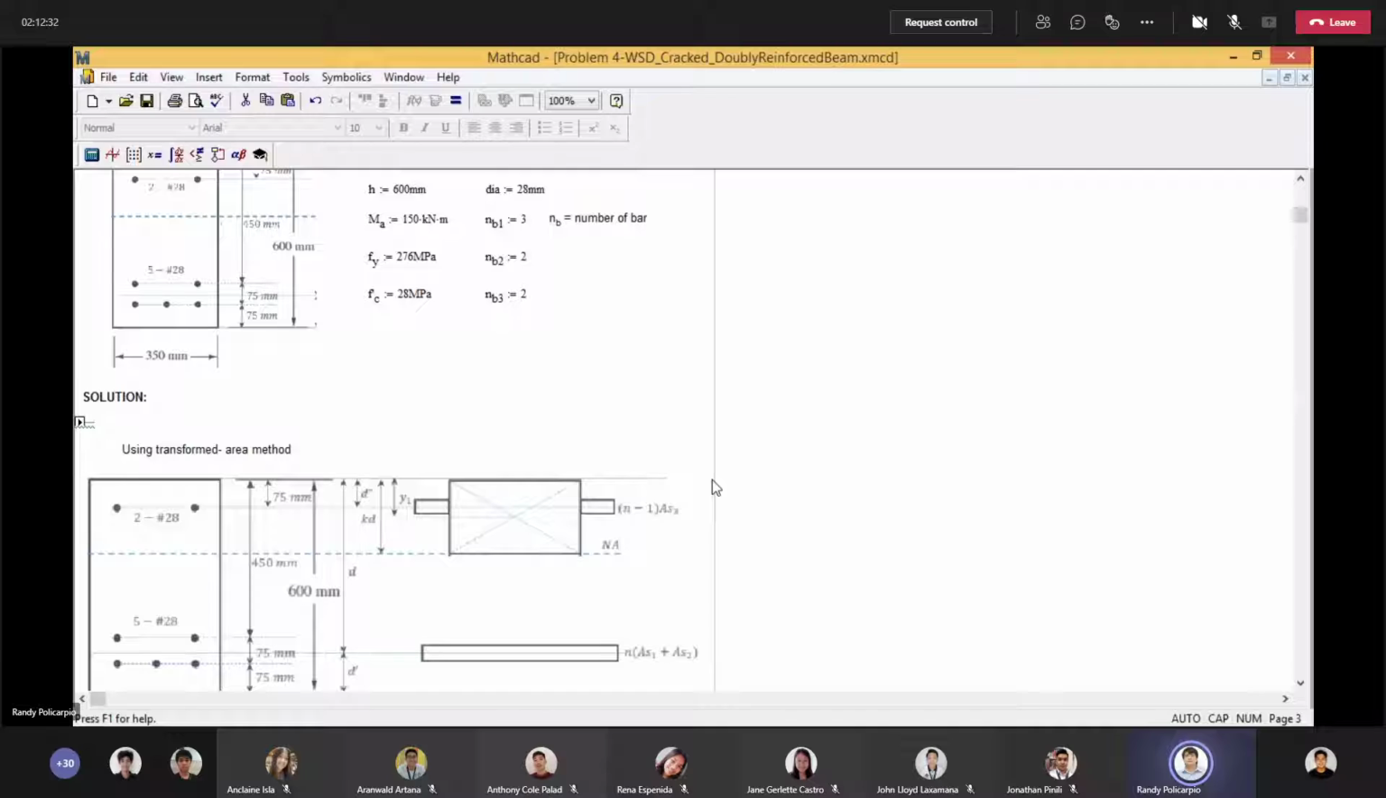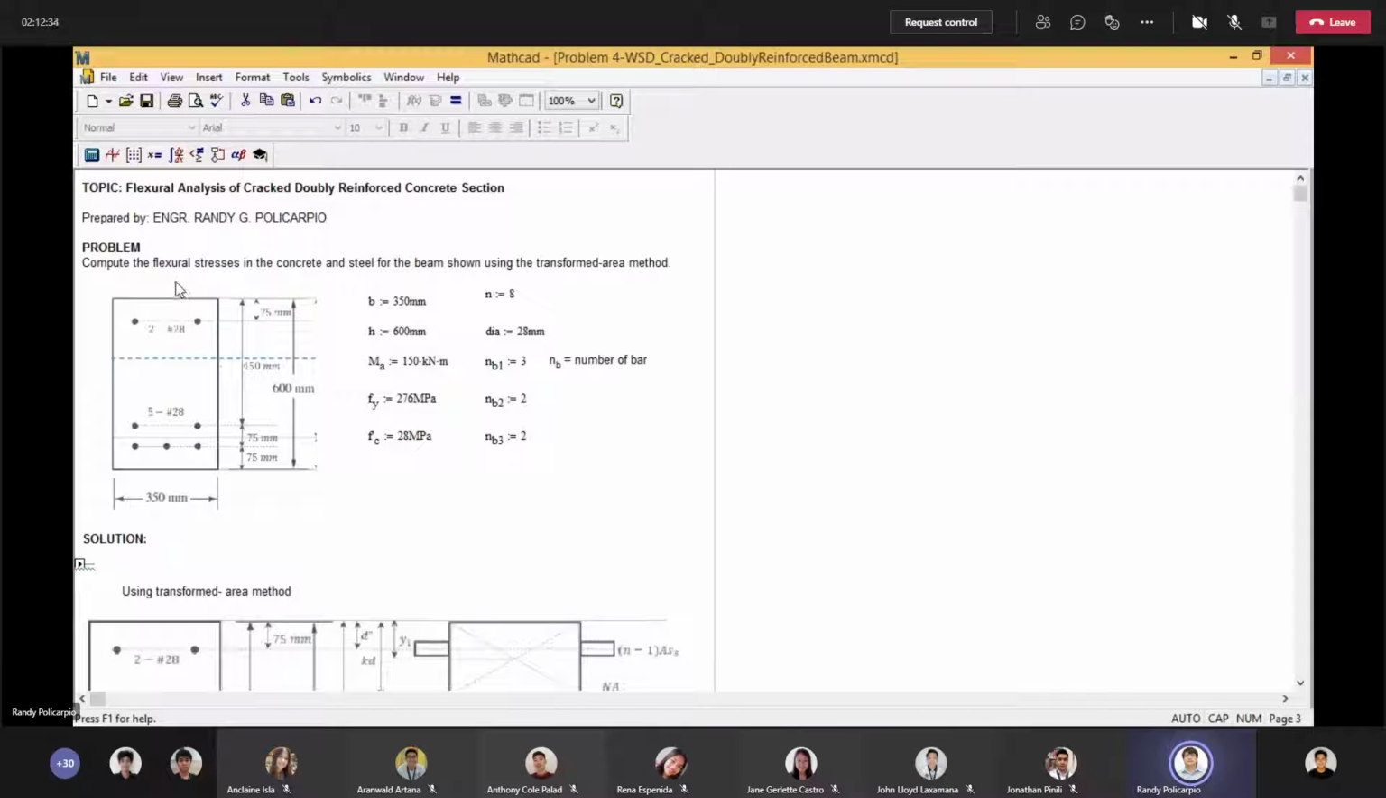Which is up to the stresses, because what is required here is only the flexural stresses, no? So hindi ni-require yung allowable moment, hindi pina-check yung adequacy. It's only the stresses. So this is the solution of problem number 4. Nawala yung number 4 dito.